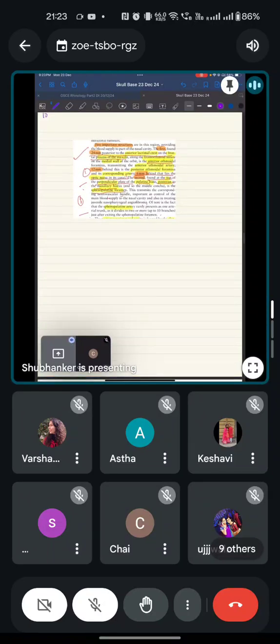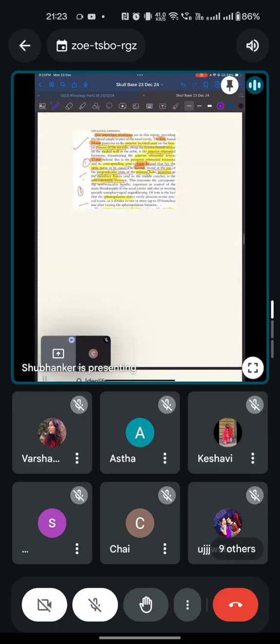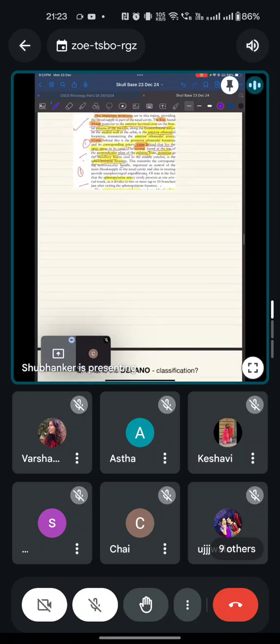But there is a trend nowadays to give a calculation-based question to the exam-going student. There will be one statistical question. There will be one calculation-based question. So this is how you can go about it. There's something called the anterior lacrimal crest.